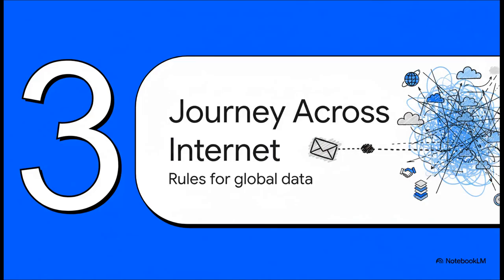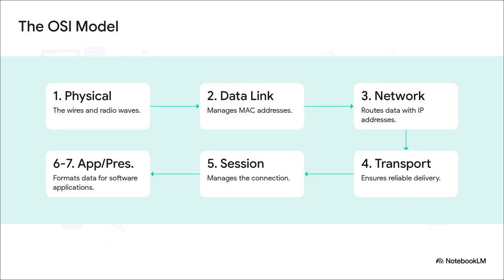Okay, our data packet has officially left the router. It is now out on the open road of the internet, which is really just a massive wide area network, or a WAN. And for this global journey to work at all, everything has to play by the same rules, a standard, agreed upon framework. And that framework is called the OSI model.